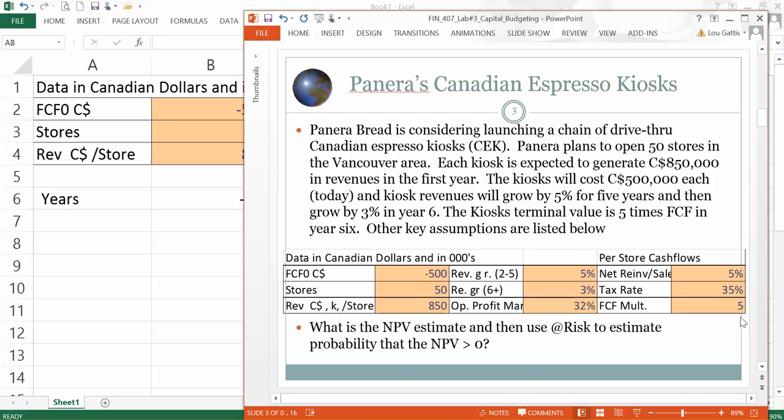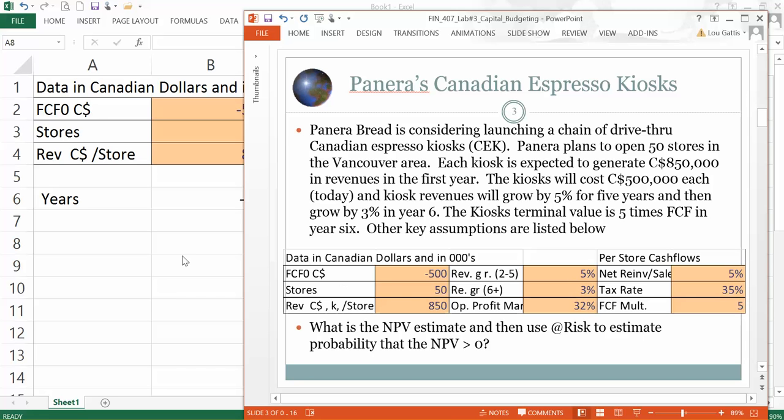The example is Panera Bread is considering launching a chain of drive-through espresso kiosks. They plan to open 50 stores in the Vancouver area. Each store will generate 850,000 Canadian dollars per year, and they will cost $500,000 today. Revenues will grow 5% for 5 years, and then 3% in year 6. When calculating the terminal value, the enterprise is worth 5 times free cash flows in year 6.